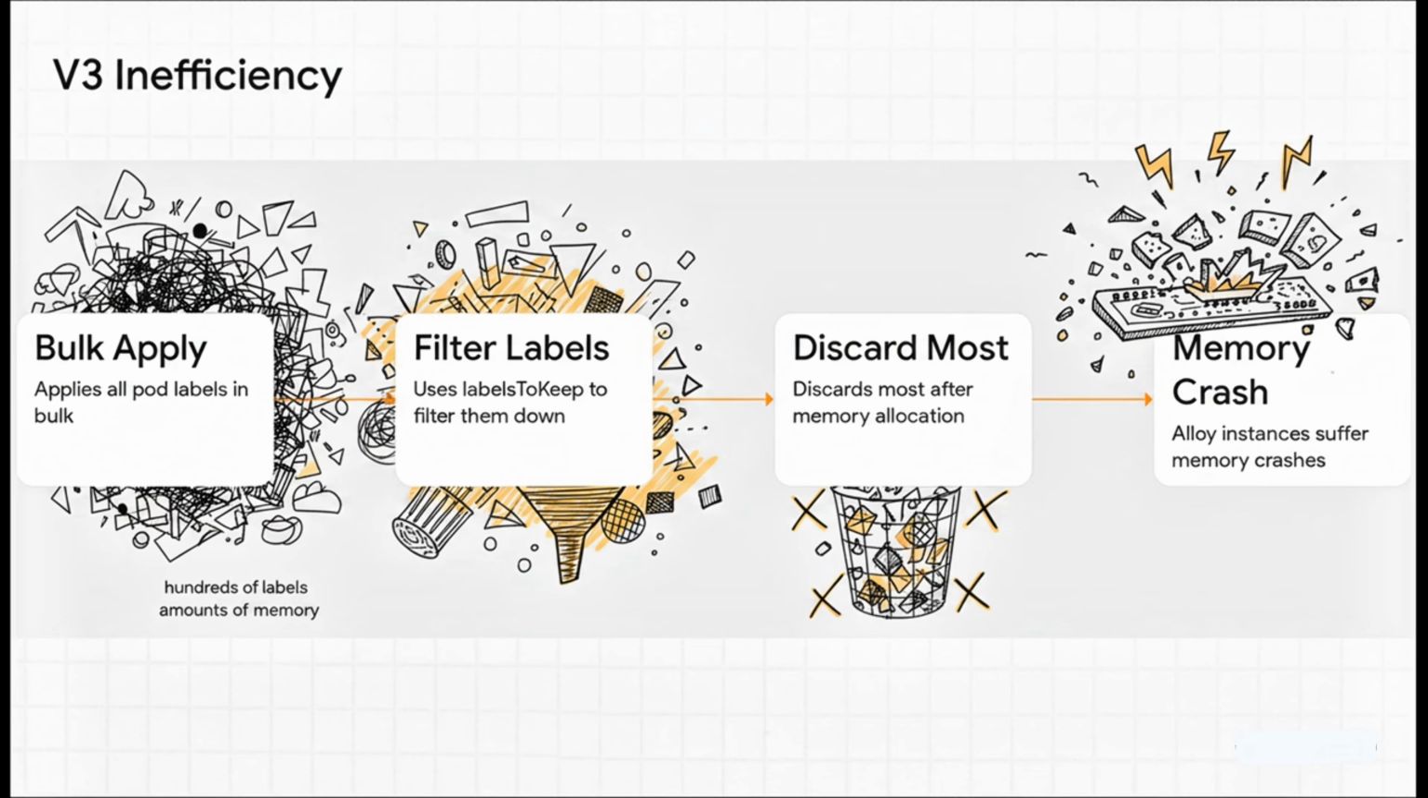Think about what that means. Your Alloy instances, which is Grafana's telemetry collector agent, were being forced to allocate massive amounts of memory for potentially hundreds of labels, just to throw them in the trash a few milliseconds later. No wonder users were tracing direct memory crashes straight back to this exact behavior.